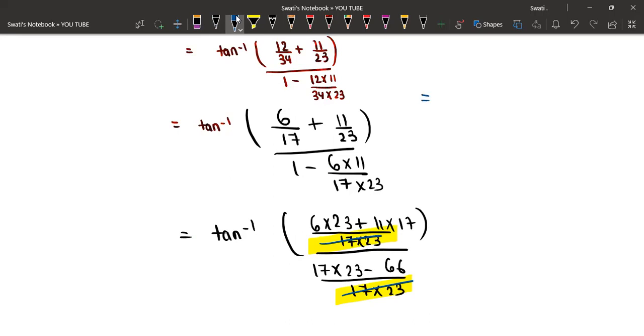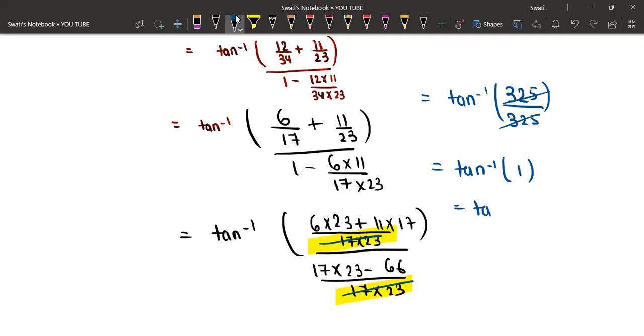So what are we getting? We are getting tan inverse. If you simplify this, 6 times 23 plus 11 times 17, the answer that you're going to get is 325. Same in the denominator, 17 times 23 minus 66, if you simplify, you will be getting 325 only. So of course, 325 will get cancelled. So we are getting tan inverse 1.